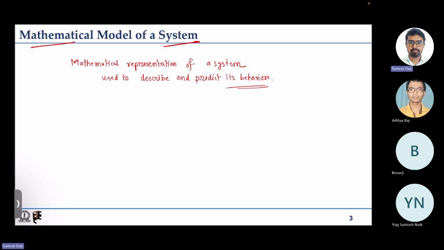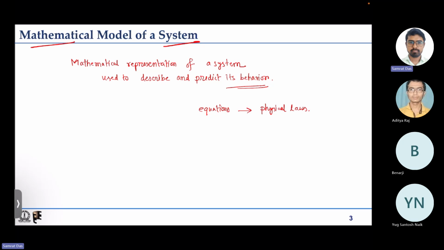Describe means we want to describe, suppose, how our... so let us go to an example, then it will become very clear. So mathematical model is used to describe the system, and because it's mathematics, we'll be using some equations, and the equations will obviously be based on some physical laws. So some laws of physics. It will be based on that.